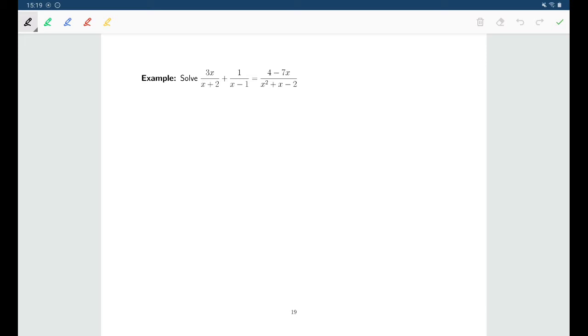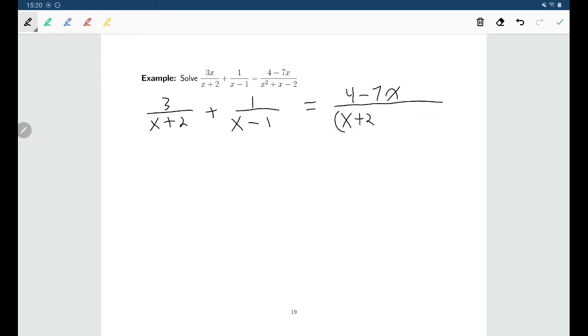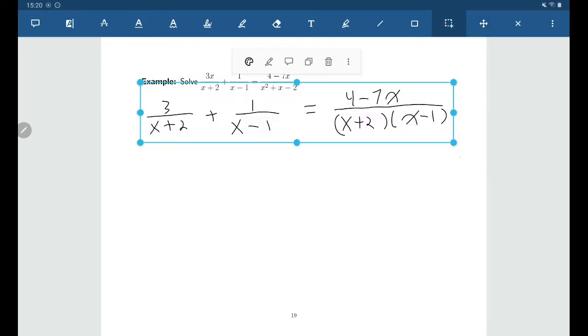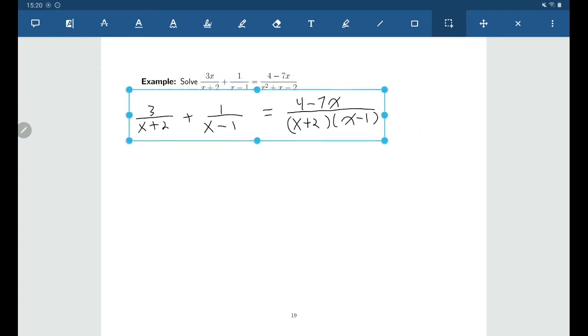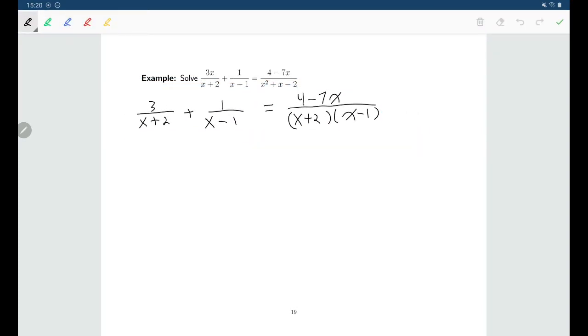I see I've got some rational expressions here, some of which are already in simplest terms. And I have one over here that I don't know if it's in simplest terms or not, because that denominator is not factored yet. So that'll be the first thing that I do. I'll factor my denominator. X squared plus x minus 2 factors as x plus 2 times x minus 1.